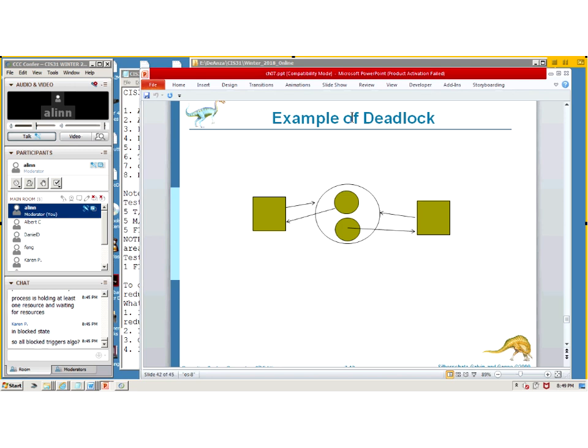And there's a classical example of a deadlock. Process wants a resource, holds a resource. Process wants a resource, holding a resource, can never, ever get out of this state. It will always be locked.